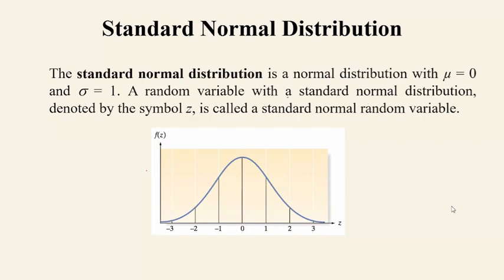A random variable with a standard normal distribution is denoted by Z. Normally we denote a normal random variable by X, but a standard normal random variable is denoted by Z. It has a mean mu of 0 and a sigma of 1. This is a specific distribution, with values like 0, 1, 2, 3, 0, minus 1, minus 2, minus 3. This is the standard normal random variable.